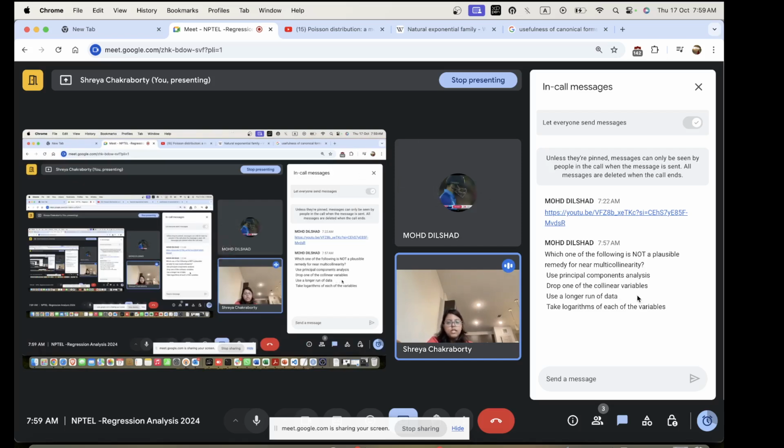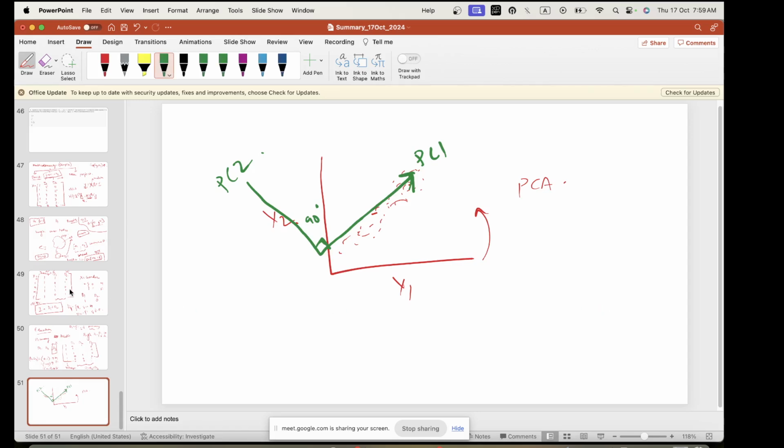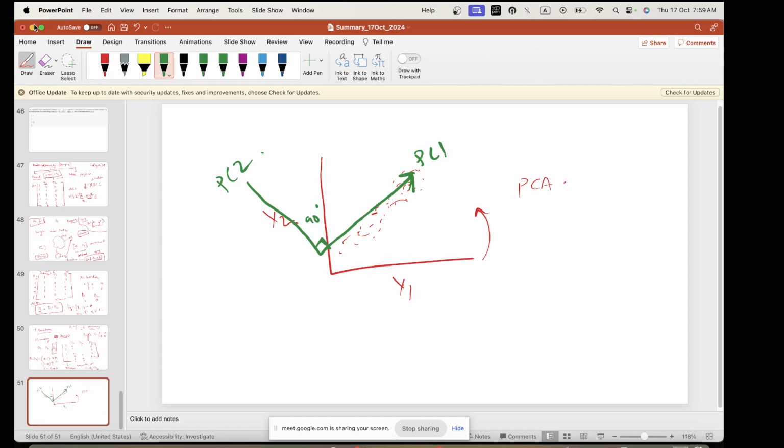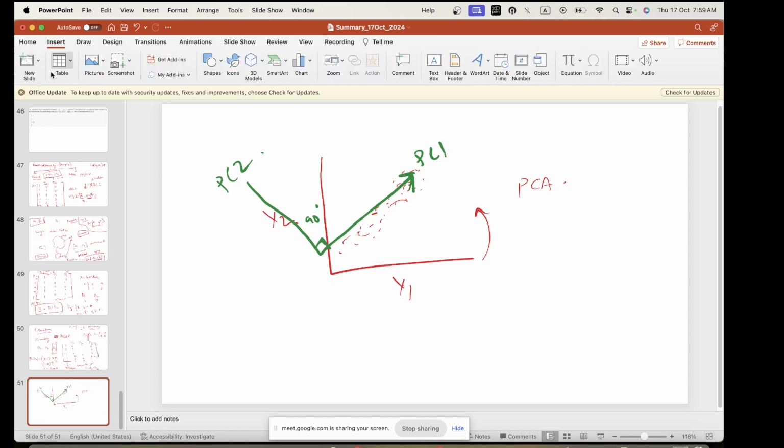Dropping one of the collinear variables is also another choice, like I mentioned. Using a longer run of data, as I mentioned, if you add samples, maybe this is going to break. It may not, but it may break. Taking logarithm, on the other hand, might not work. This is the reason why.